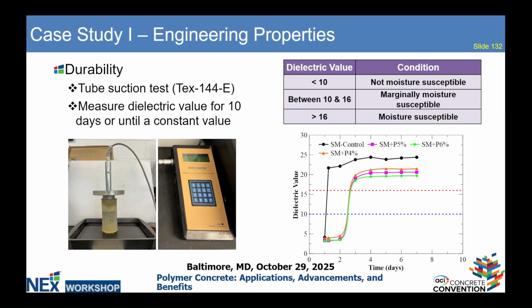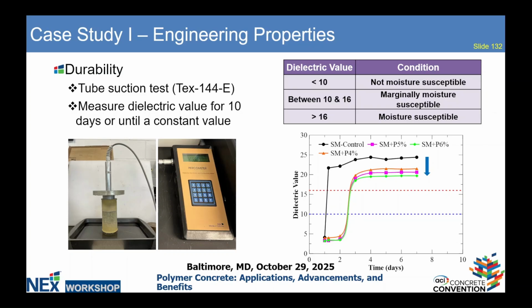And then the durability study. One of the issues that a lot of times we face when we use polymer for soil stabilization is the moisture issue. Because we want the material to be durable, we don't want it to get weak when moisture gets in there. So we also evaluated that in this project. We followed the TexAS procedure to use a tube suction test to measure the dielectric constant values. And from here, you can see after the polymer treatment, the values did drop a little bit.